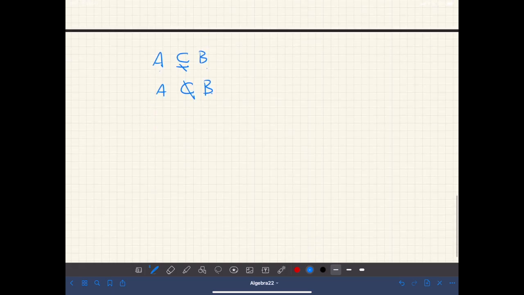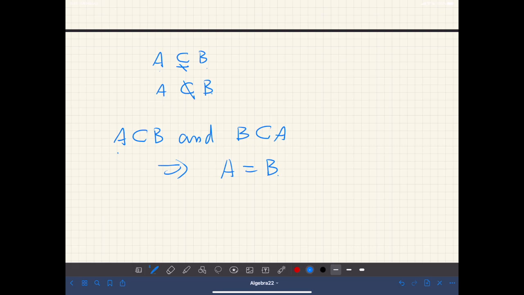And also, if A is a subset of B and B is a subset of A, then this means these two sets are equal, and we write like this. So this means every element of A belongs to B and every element of B belongs to A. If both are satisfied at the same time, then these sets must be equal. So that's what we mean by the equality between two sets.